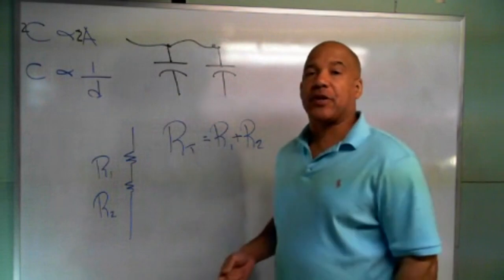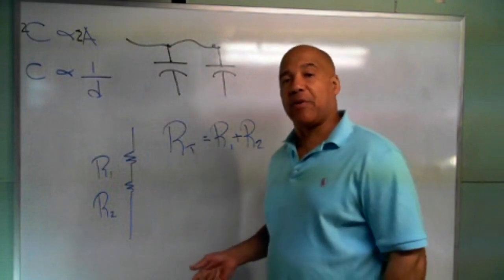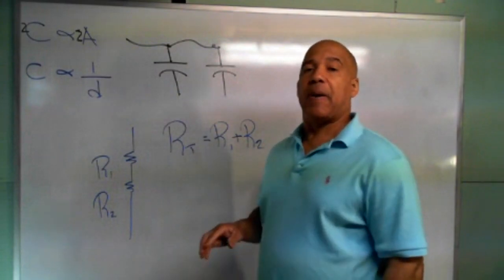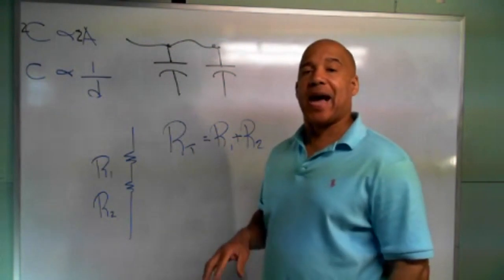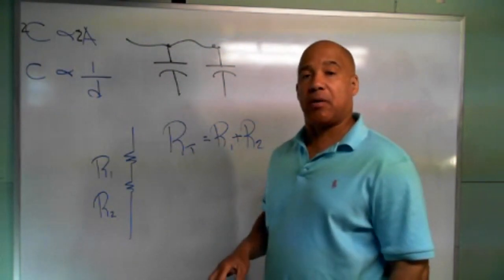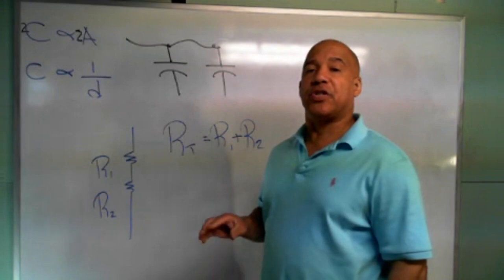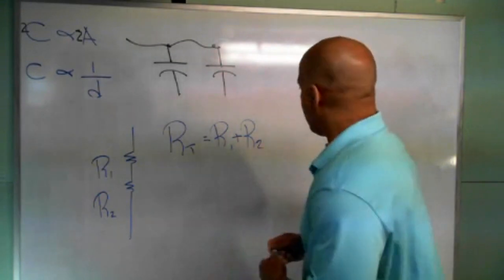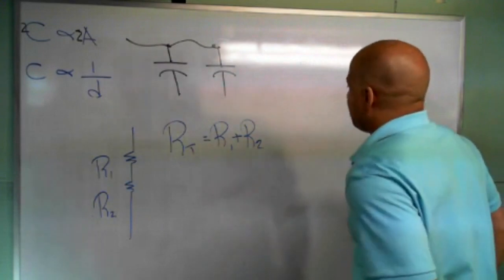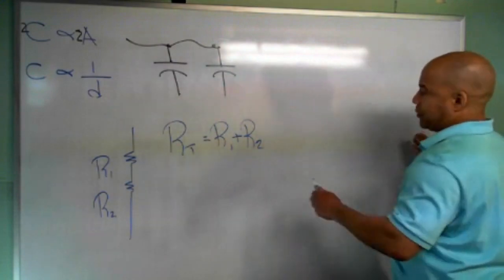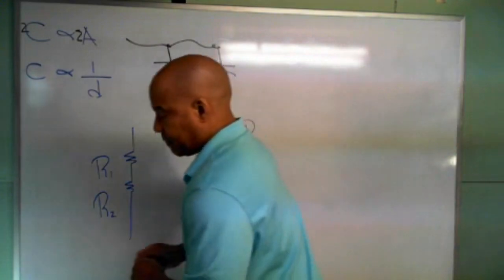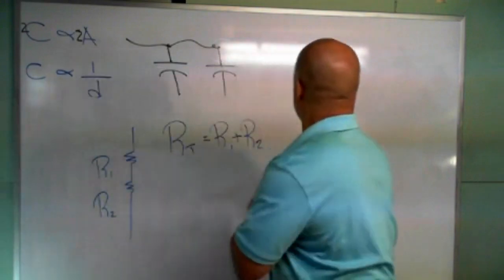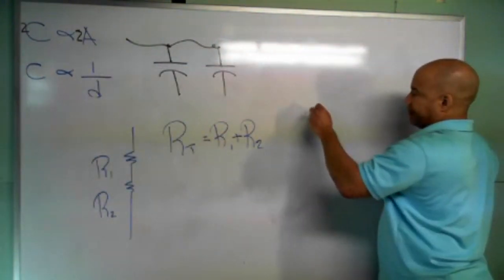Capacitors in parallel act like resistors in series. Capacitors in series act like resistors in parallel. So, if I had two capacitors instead of resistors in series, I got this.